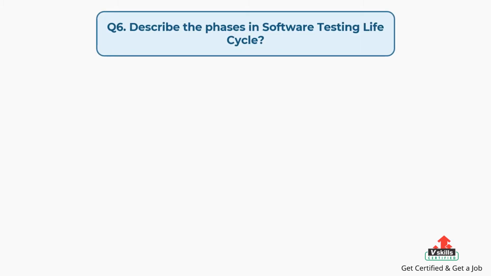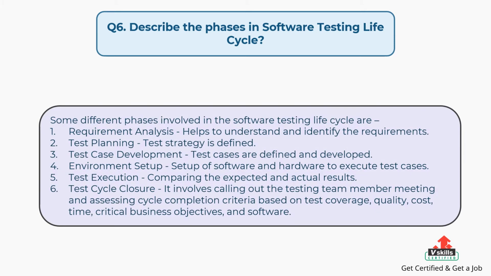Question number 6. Describe the phases in software testing lifecycle. The answer is: some different phases involved in the software testing lifecycle are: first, requirement analysis. Helps to understand and identify the requirements. Second, test planning. Test strategy is defined. Third, test case development. Test cases are defined and developed. Fourth, environment setup. Setup of software and hardware to execute test cases. Fifth, test execution. Comparing the expected and actual results.